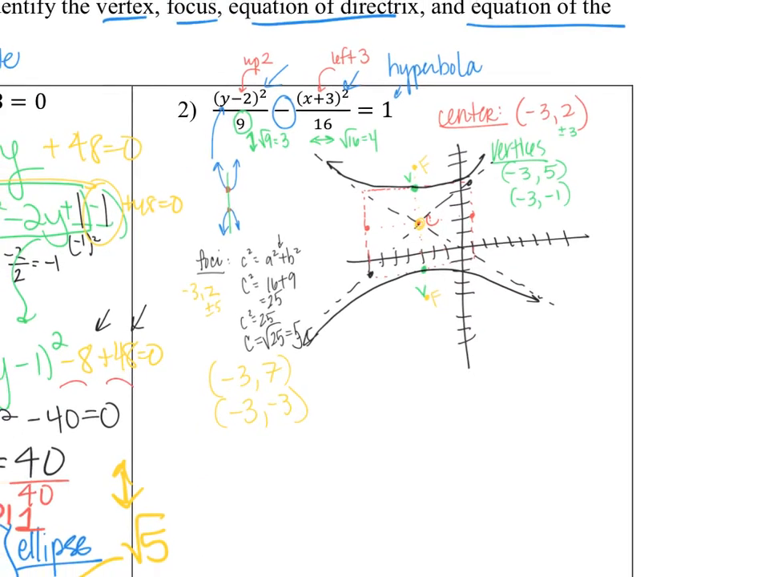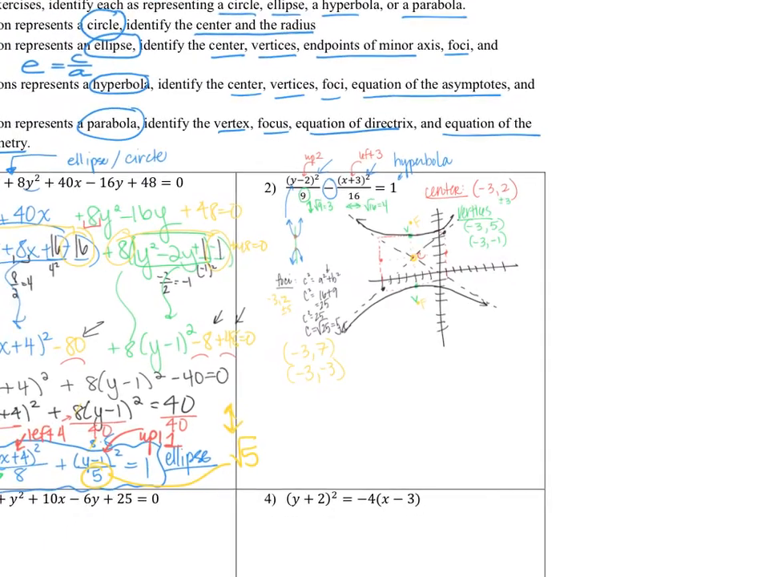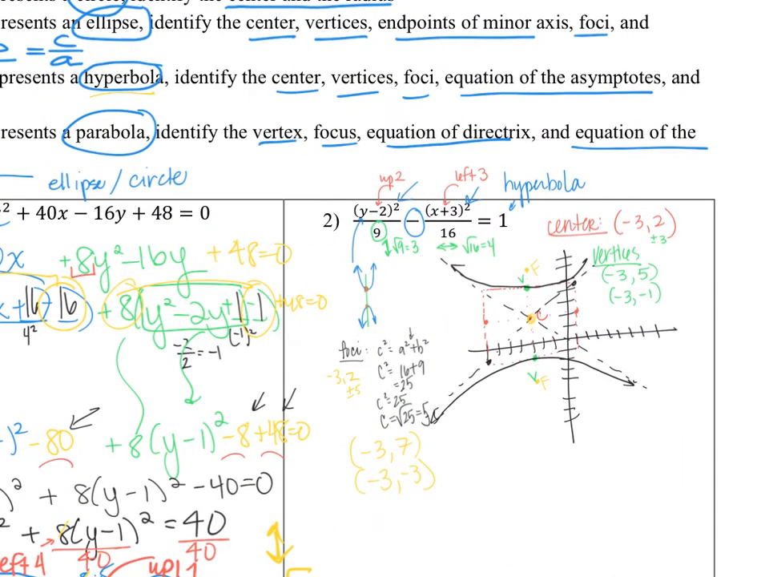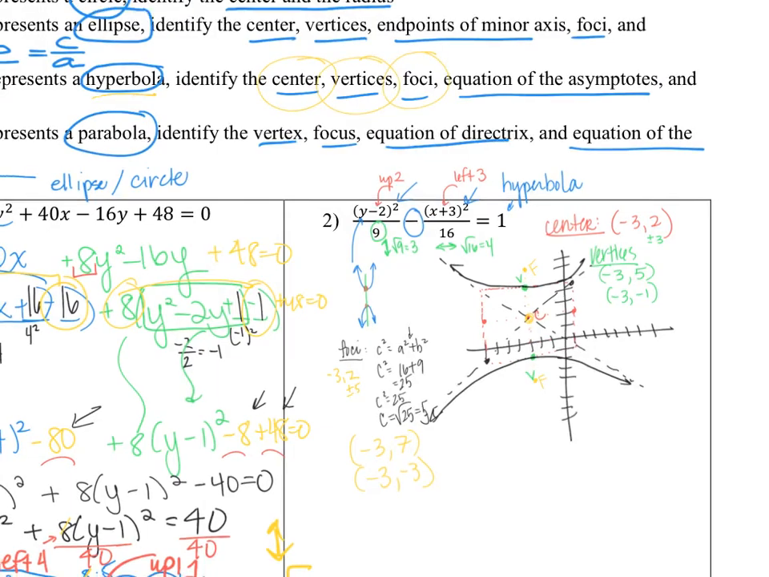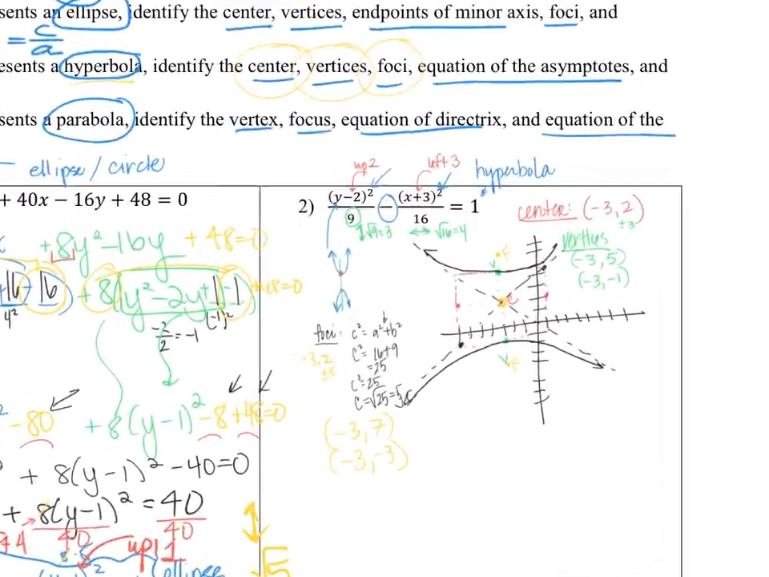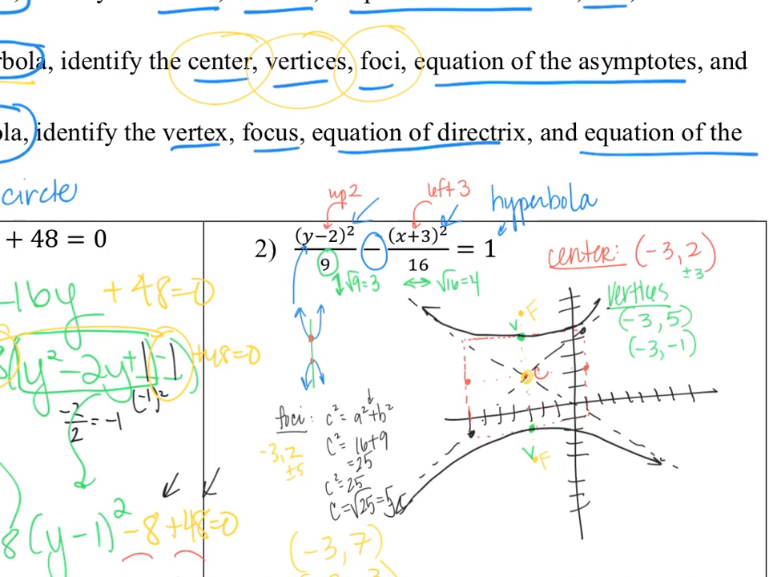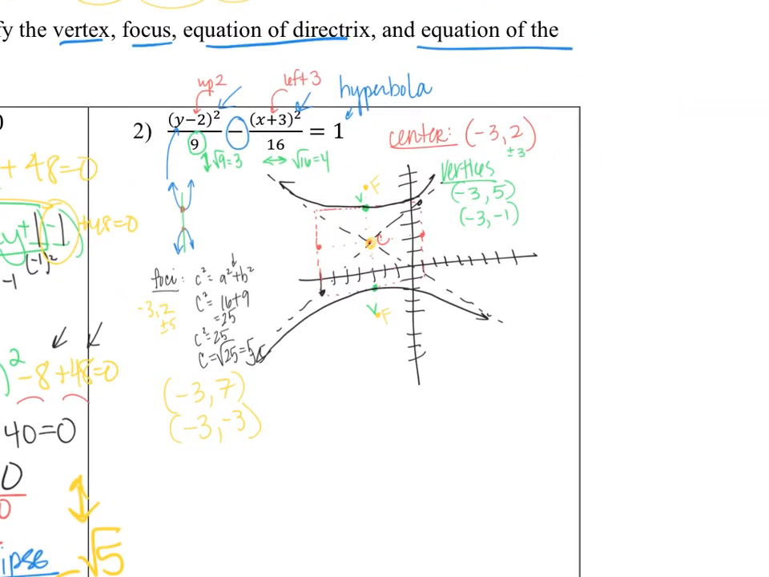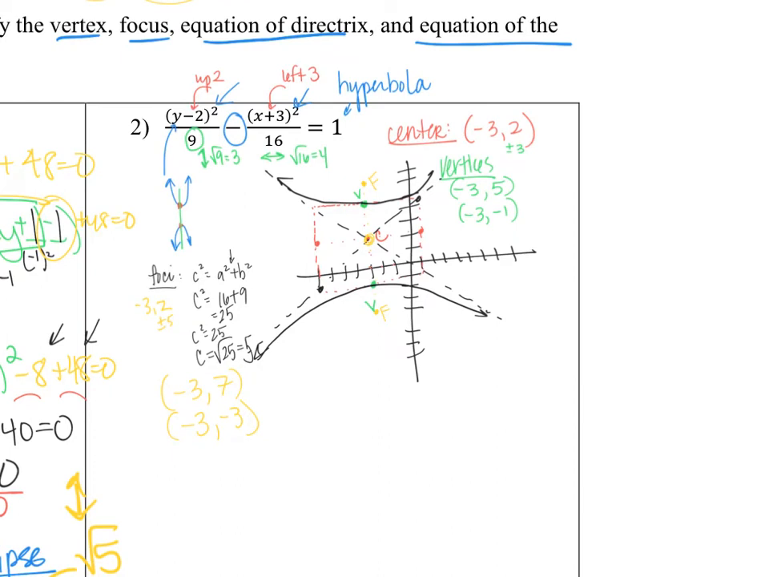So let's see, are there any other details I'm missing? I'm going to go back to my directions. Okay, hyperbola had a center, we got that. Vertices, foci, and the equations of asymptotes. We skipped the eccentricity. Eccentricity really just says how wide these open. We're not going to worry about that though. So we need the equations of the asymptotes. To do that, all we need to do is figure out the slope of the line.